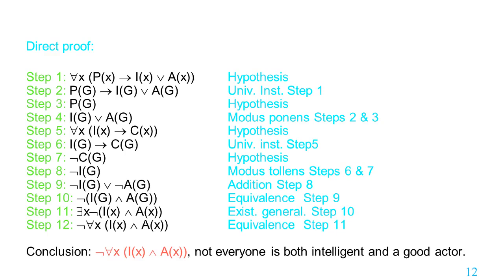Now we change the existential quantifier to for all, as you know that the existential quantifier is the negation of the for all operator. Hence we reach our conclusion: not for all x, that is, not everyone is both intelligent and a good actor.